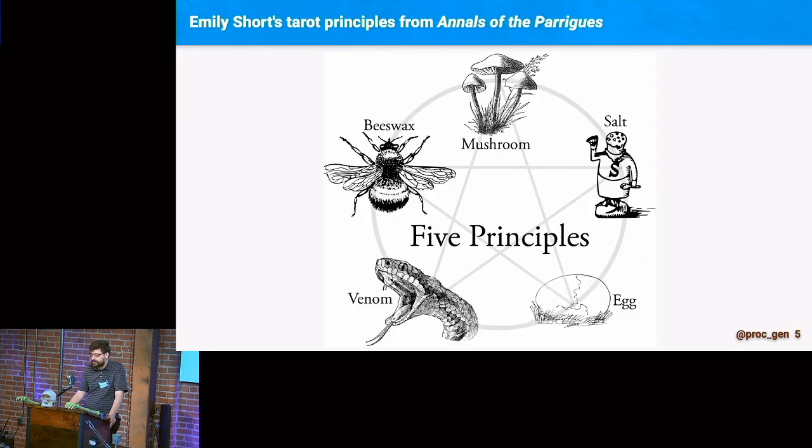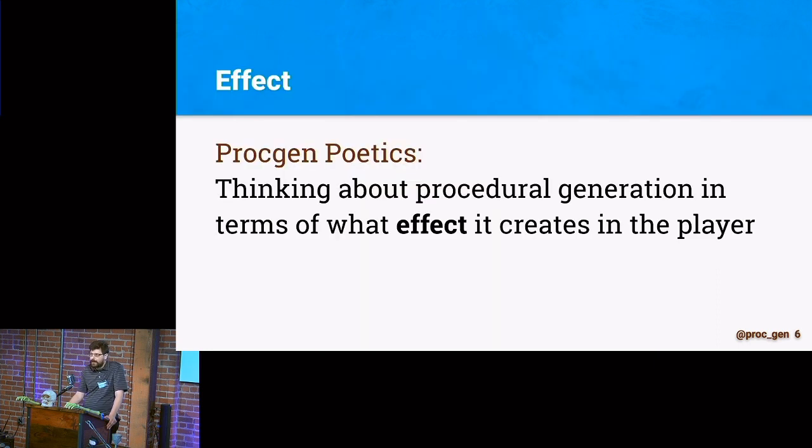So my research was partially inspired by the generative tarot from Emily Short's Annals of the Peregrines. I took it in a somewhat different direction, but I encourage you, if you have any interest at all in figuring out why ProcGen works, why different approaches work, that you should check out Emily Short's work.